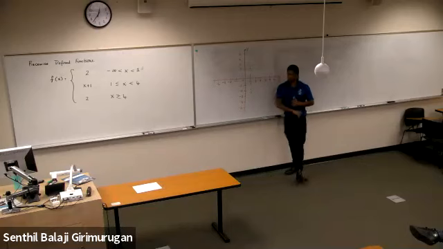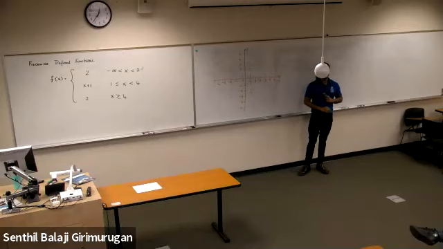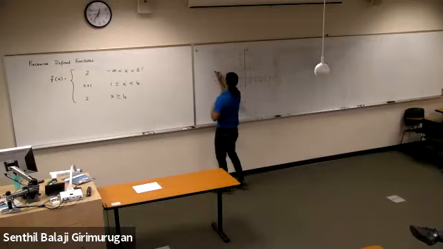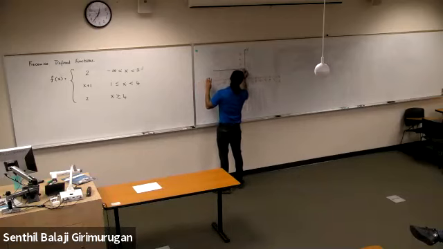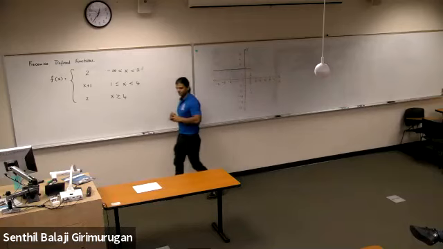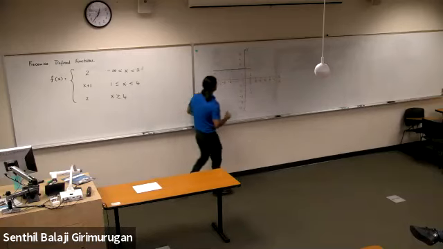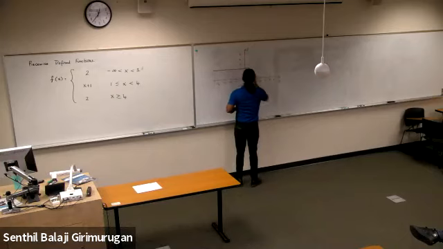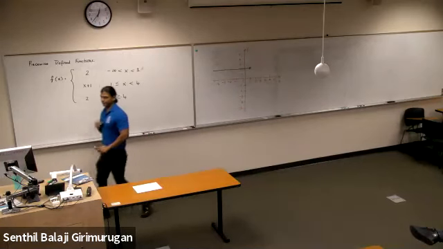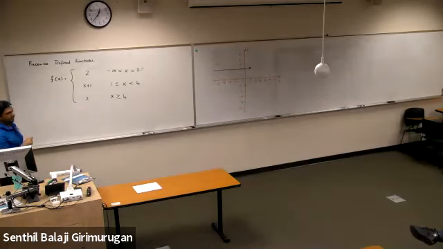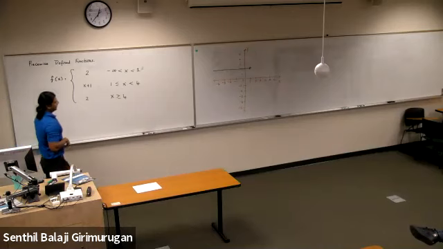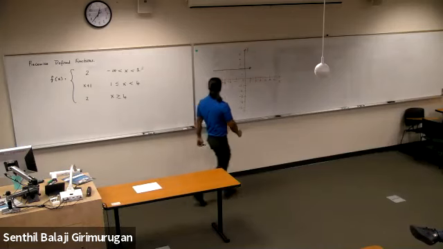What is the value at 1? 2. So I'm going to draw a line at 2. Should I include that 1? No. We've agreed that we shouldn't. So I'm going to put an open dot. It simply means it's not included, that value.